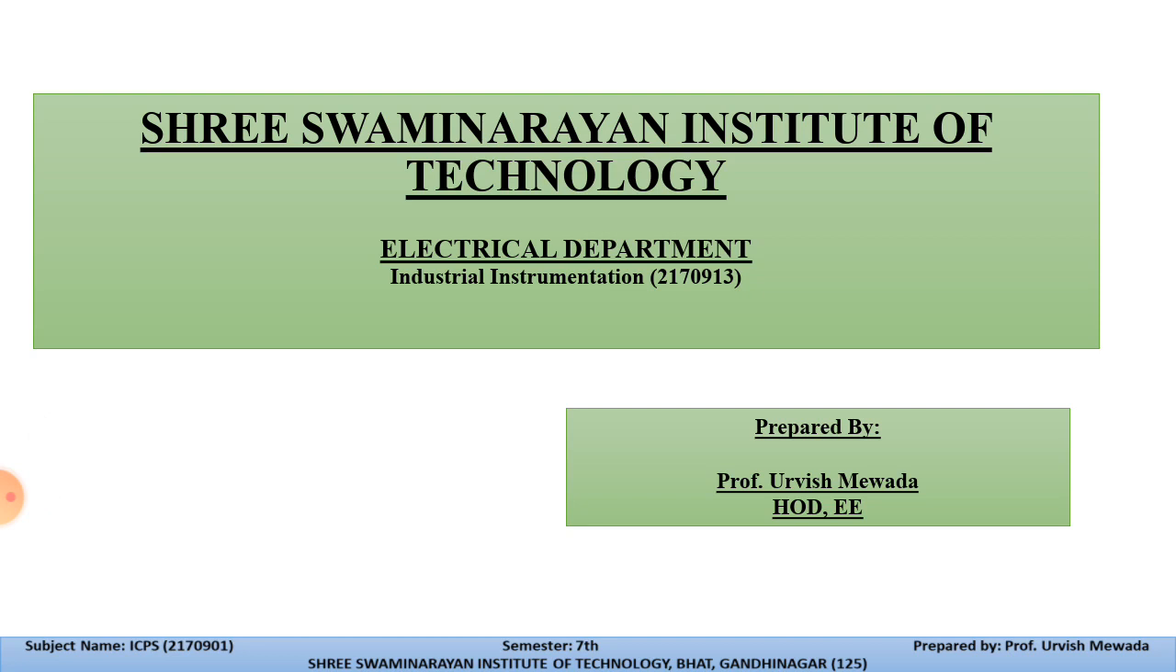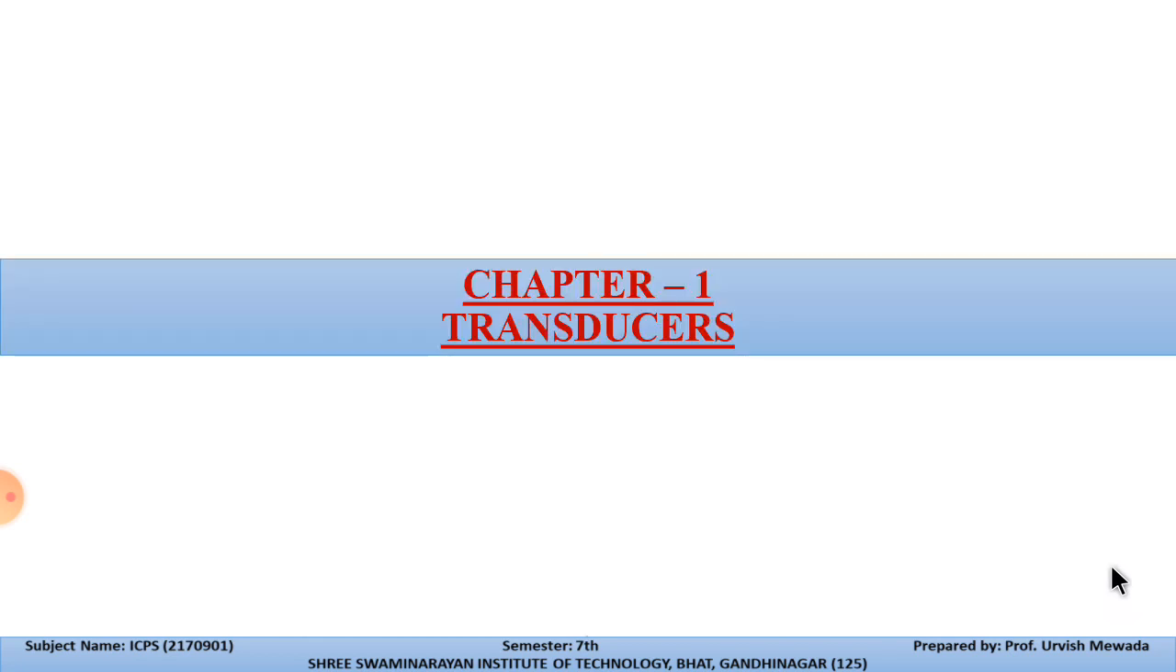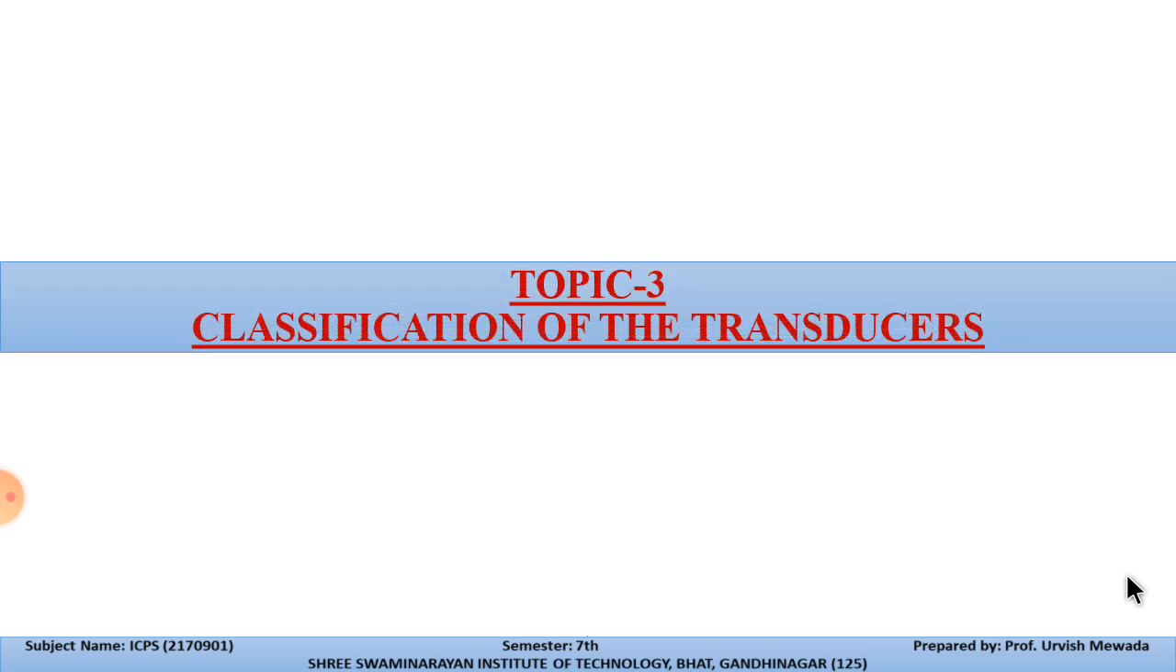21709113. This is the third lecture of Industrial Instrumentation. In the previous two lectures, we studied the basic instrumentation system and the static and dynamic characteristics of the transducer. In this third lecture of Chapter 1, Transducers, the third topic we are going to discuss is the classification of transducers in detail.